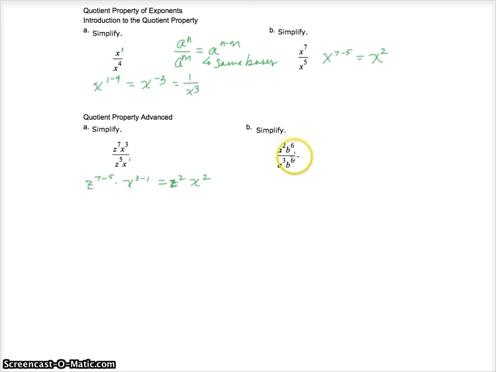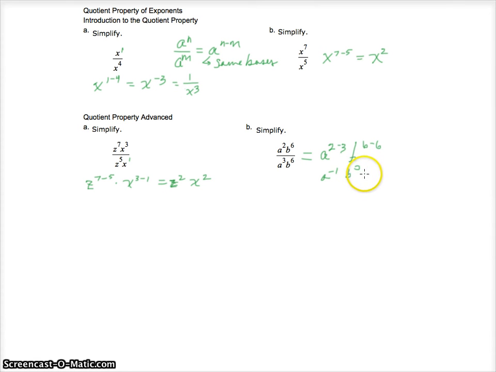Let's look at letter B. a squared over a cubed, b to the 6 divided by b to the 6. This is going to reduce to a to the 2 minus 3 and b to the 6 minus 6. 2 minus 3 is negative 1, so it's a to the negative 1, and 6 minus 6 is 0, so it's b to the 0.